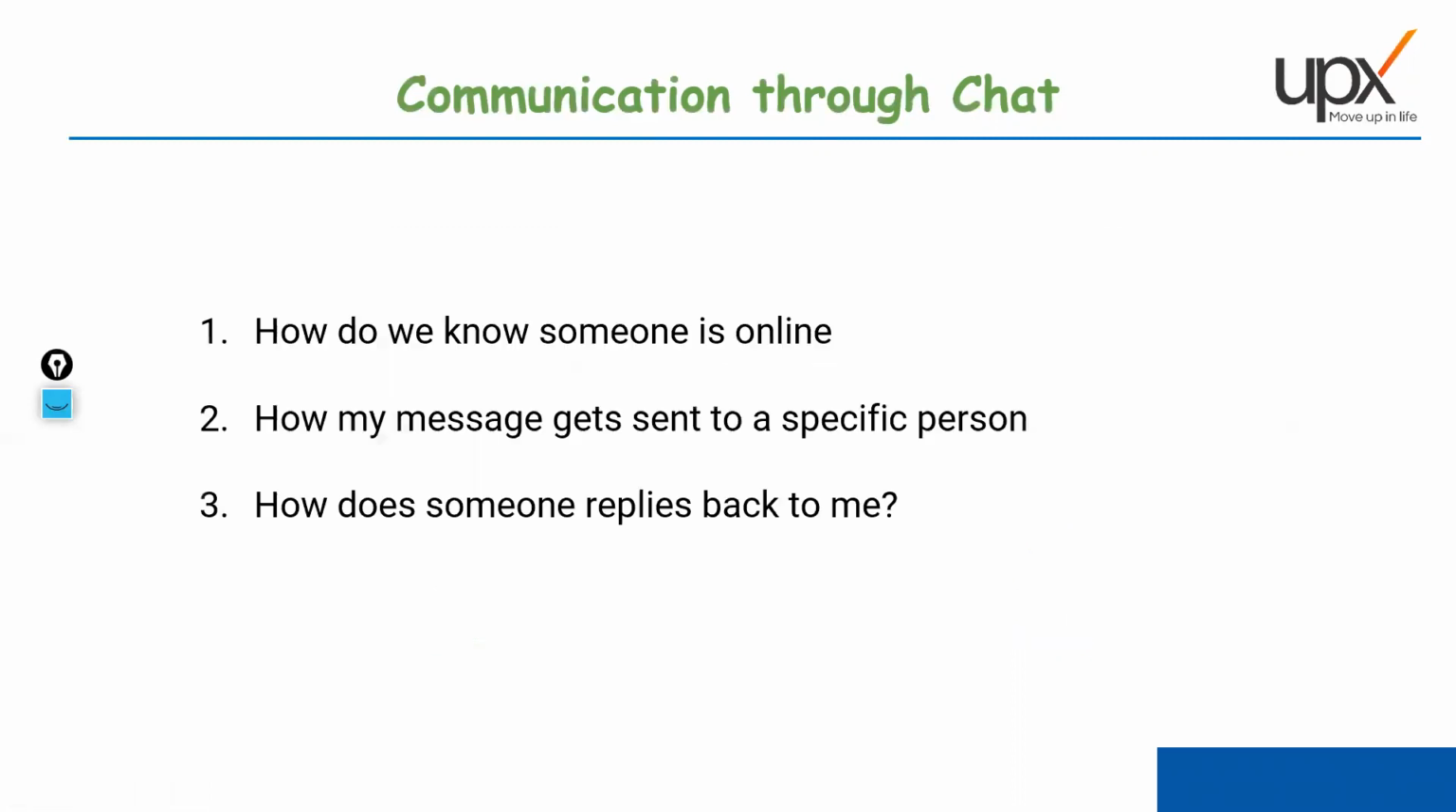So some key things to think about. How do we know someone is online? Again, that interface is happening. The chat window interface is being used to track whether somebody is online or not. How does my message get sent to a specific person? We need to mention the sender, right? We need to mention the receiver, right? When you are the sender, how does someone reply back to me, right?